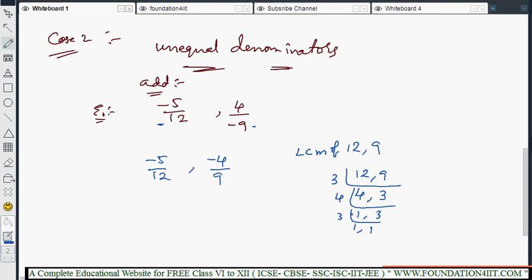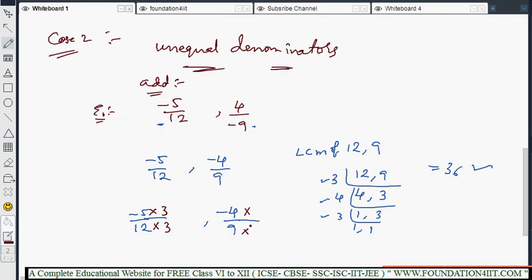So 3 4s are 12, 12 3s are 36. So the LCM is 36 now. Just multiply 3, 4, 3. So we should make the denominators 36 for both fractions. Minus 5 by 12 and minus 4 by 9 are the given rational numbers. So what we need to multiply, with the same number you should multiply separately. We should make 36. Now if you want 36 as denominator, I should keep here 3, because 12 times 3 is 36. Same 3 keep here.